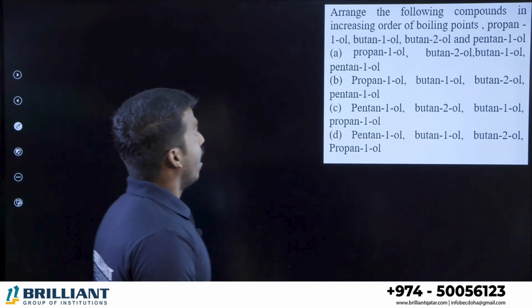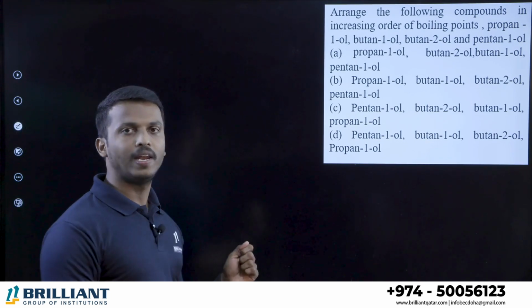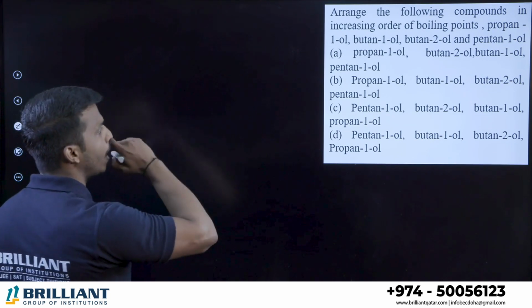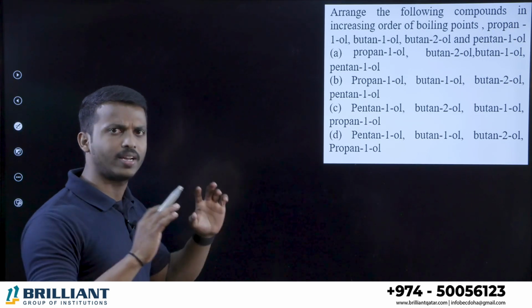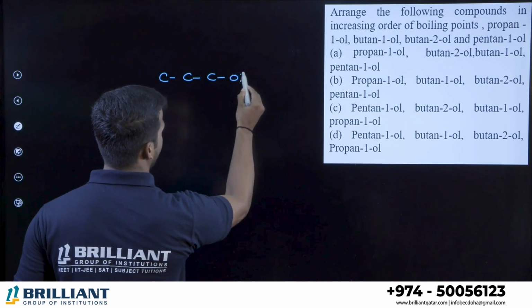Arrange the following compounds in the increasing order of their boiling point. What is the first compound? Propan-1-ol. I'm not writing it completely. Propan-1-ol means 3 carbons with an alcohol.